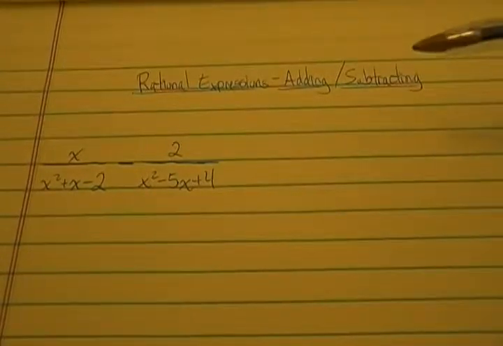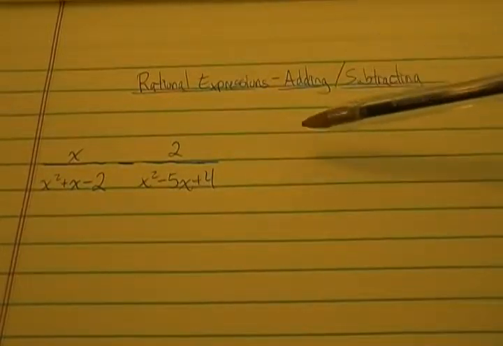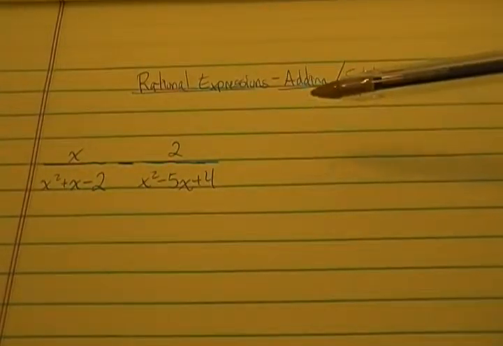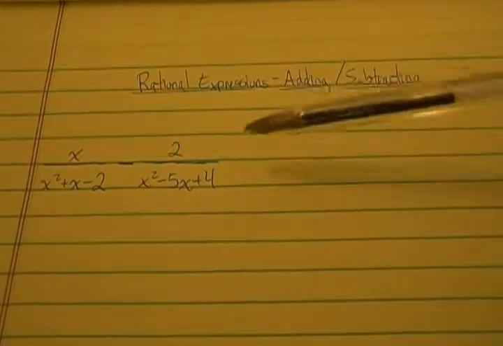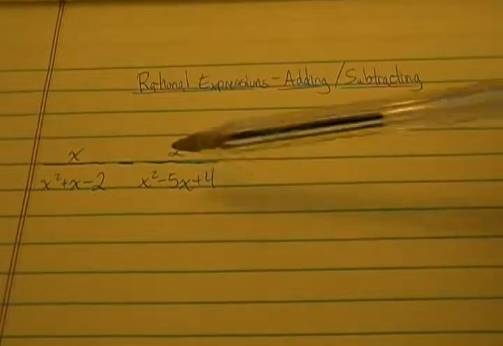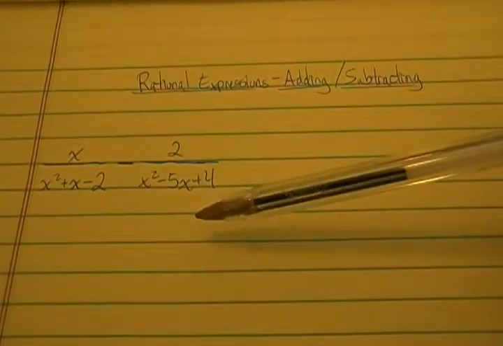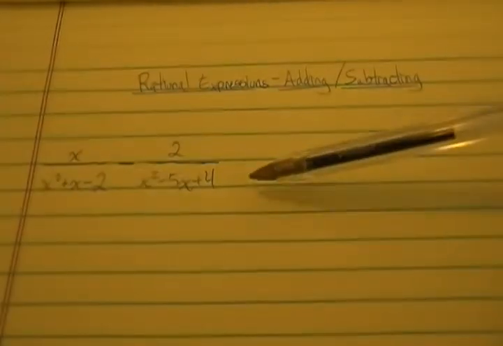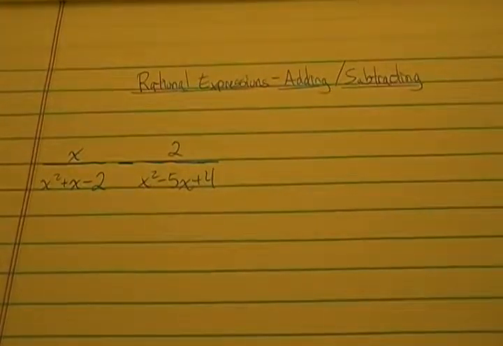Rational expressions are expressions written like fractions, but they're not just simple fractions like 1/2 minus 1/3. Rational expressions are fractions that have algebraic expressions built in, like x over x squared plus x minus 2 over x squared minus 5x plus 4. Still, what we're doing here is subtracting two fractions, right?